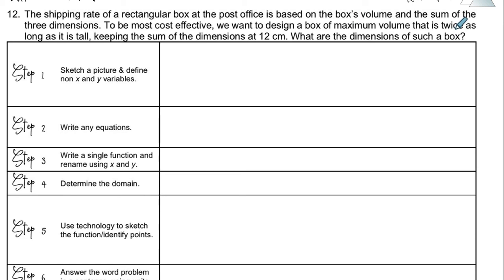And we also have a constraint that the box is twice as long as it is tall, and we want to keep the sum of the dimensions, the length, the width, and the height, at 12 centimeters. So what are the dimensions of such a box?